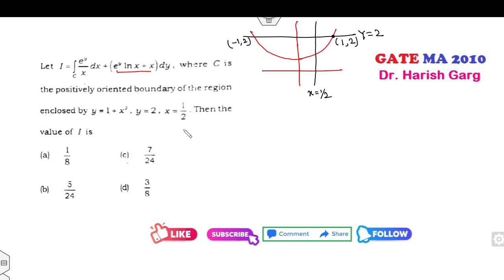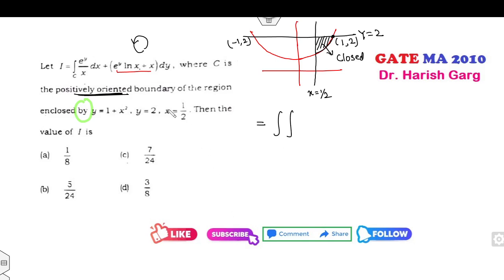Fine. Which one is the common region? It is bounded, enclosed by the curve, and it is positively oriented. Positively oriented means they are moving in the anti-clockwise direction. So they are moving on this side. So this is my positive curve, and it's a closed curve. Fine. And these are continuous.